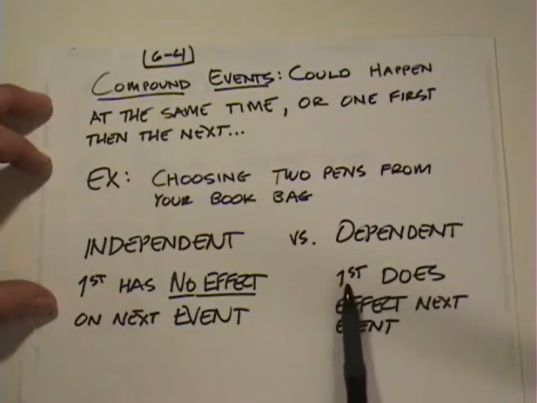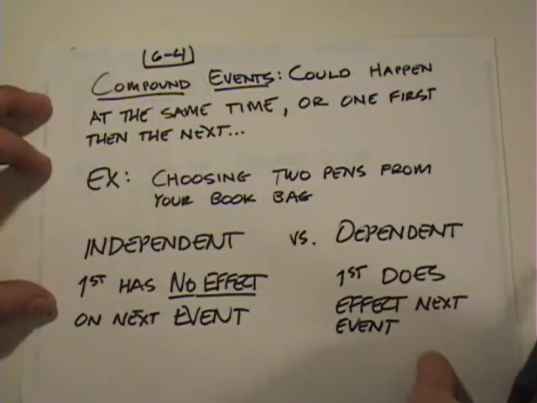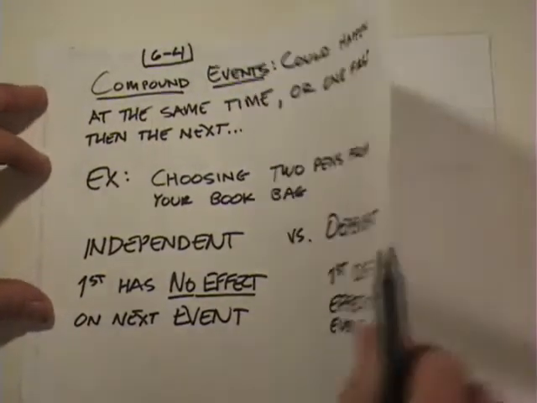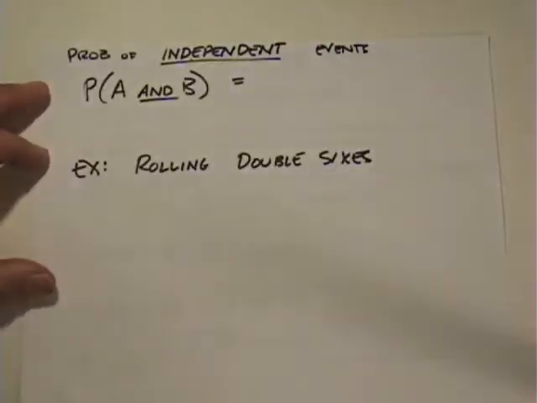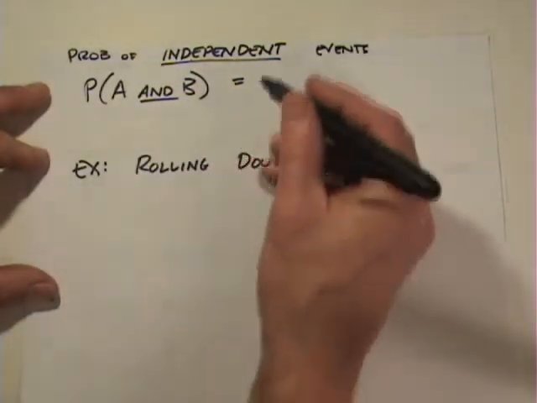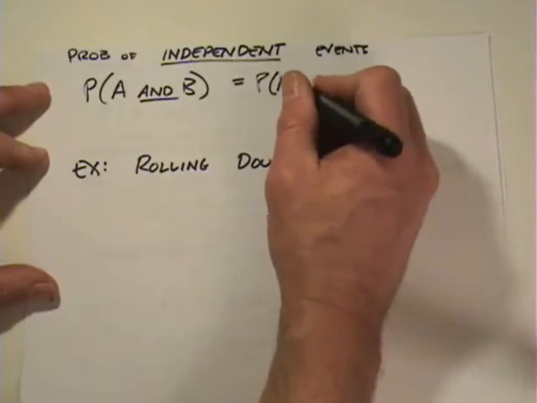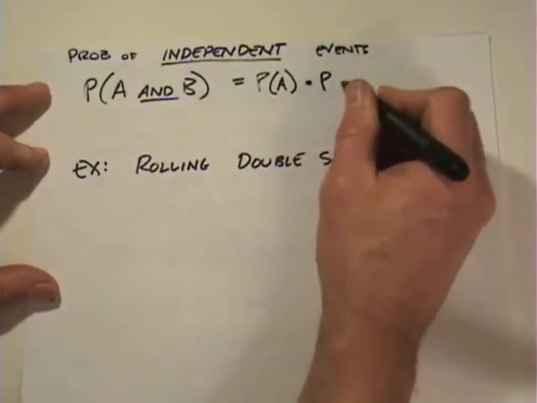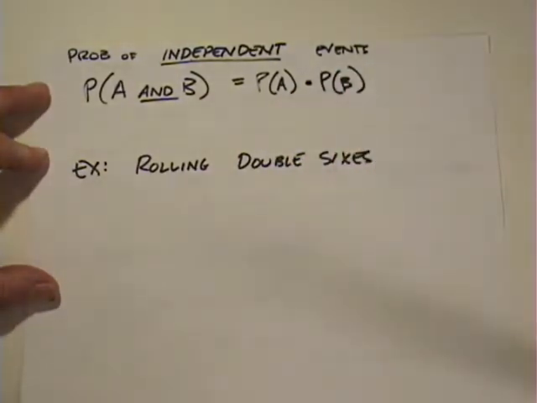Dependent events, however, the first thing that happens does affect the next event. So if you've chosen one type of pen and then you go to choose another one and you've still got the first in your hand, it does affect how you might choose the second pen. Okay? Then if we've got independent events, if these are things that have no influence one over the other, then we say the probability of A and B happening is simply the probability of A times the probability of B. Alright, we simply multiply them.